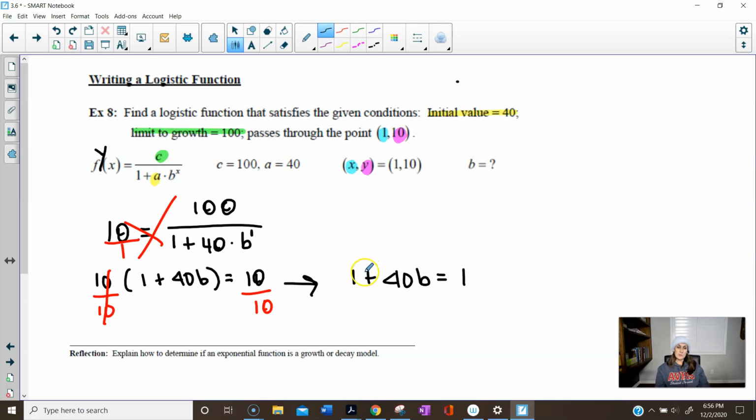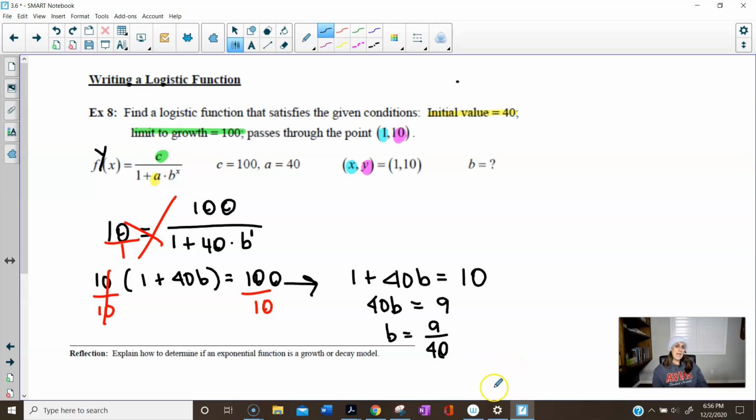So I did some cross multiplying. You could also multiply both sides of the equation by the 1 plus 40B. Instead of distributing the 10, I decided to divide it to the other side. So, and I'm missing a 0 here. There we go. So this is going to be 100 divided by 10, which is 10. So now I have 1 plus 40B equals 10. So 40B equals 9 when you subtract the 1. So B is equal to 9 over 40.